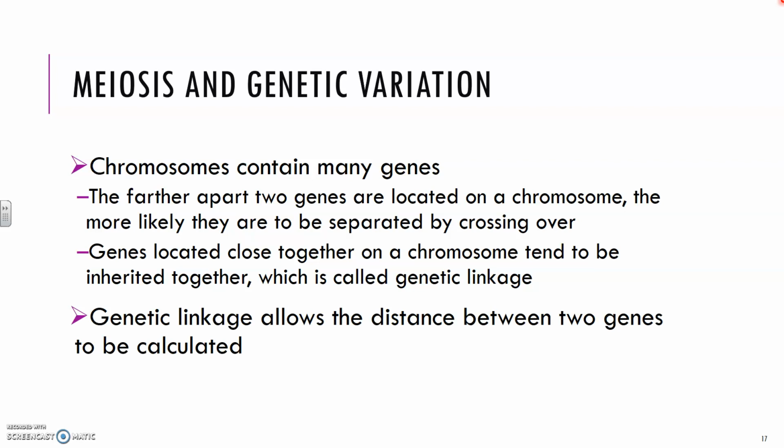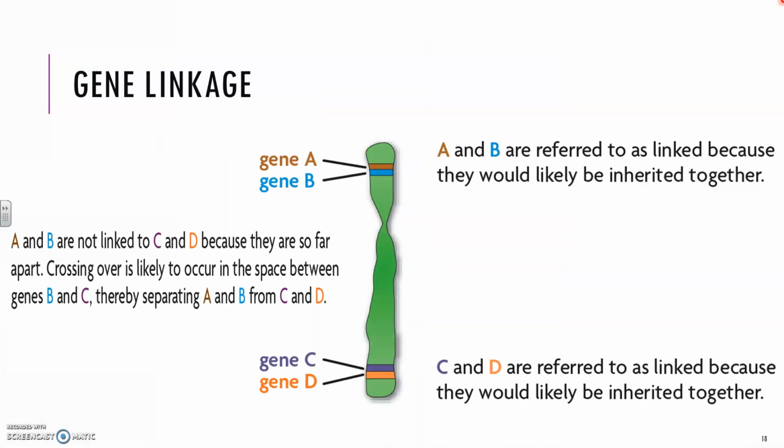So genetic linkage actually allows the distance between two genes to be calculated and mapped. This is how they come up with the locus of the different genes. They figure out the relationship to other genes on the same chromosome through this genetic linkage. So this is what it looks like. Basically, you can say that A and B are linked because they are incredibly close together, so they are generally going to be inherited together.